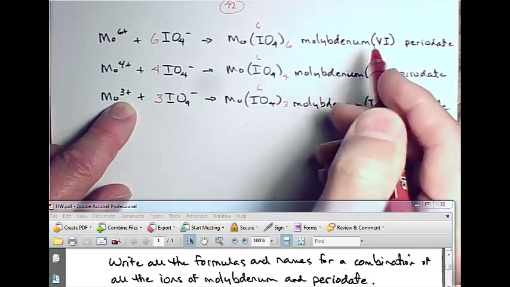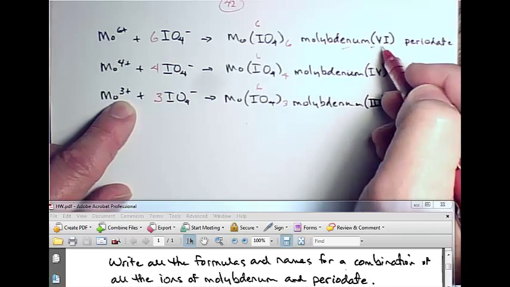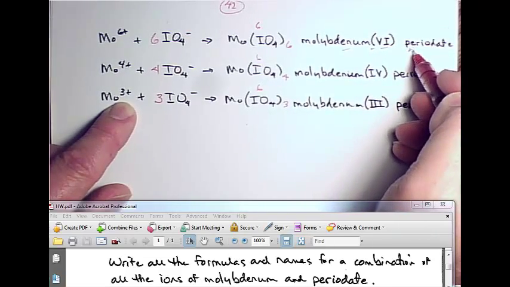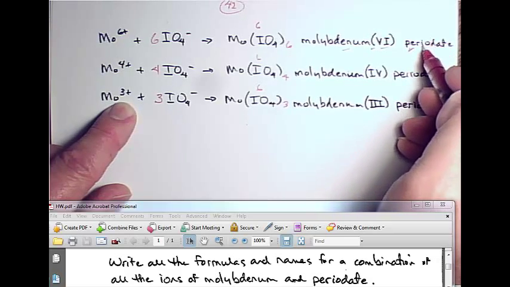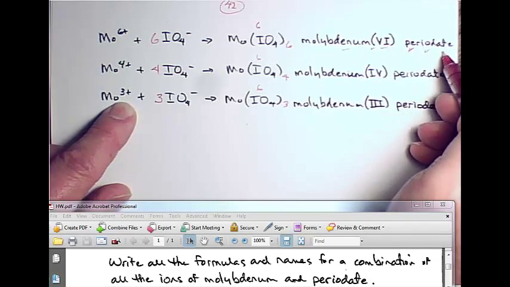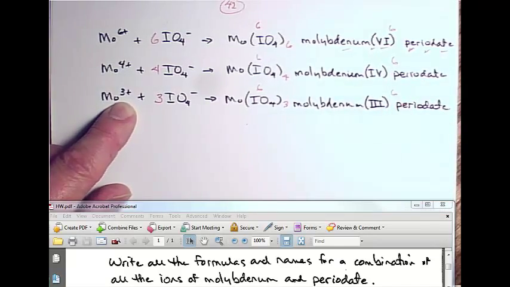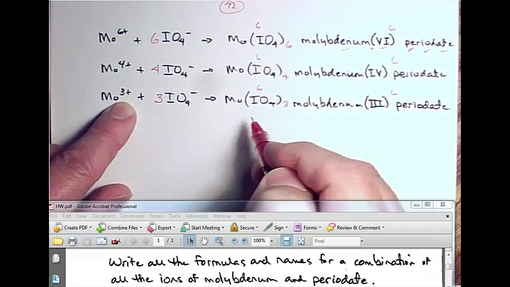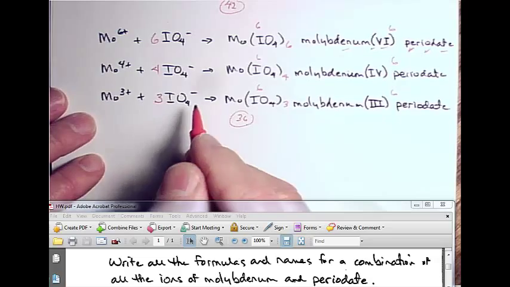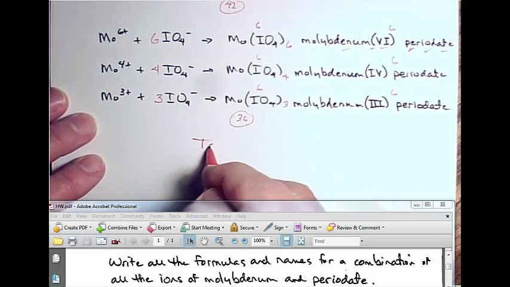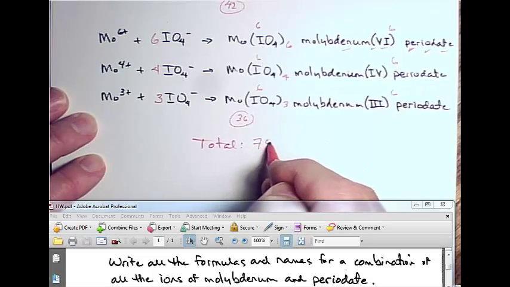Alright, molybdenum is worth a point. The parentheses around the Roman numeral is a point. The Roman numeral is a point. The prefix per is a point. The middle part of the word, iod, is a point, and ate is a point. So that's 6 points for each of these. So it comes out to be 36 points for this part of the problem. And all the points for the complete homework then is 78 points.